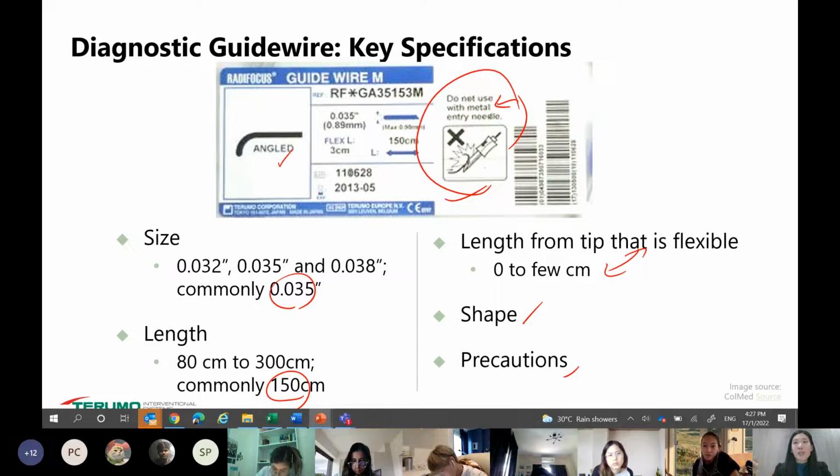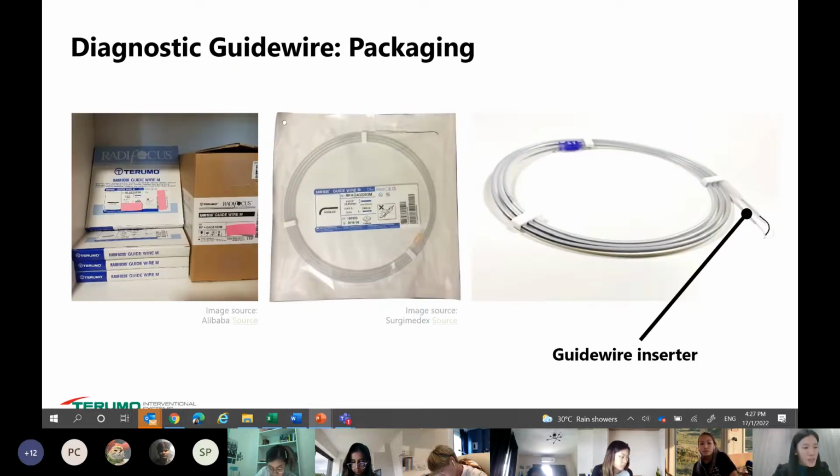And remember, actually, this needle is within the vessel. So this scraping off happens within the artery, within your vessel, and it may cause a lot of issues. So that's why there's some precautions that will also be indicated. So again, the carton box and blister pouch of the diagnostic guide wire packaging, not sterile.